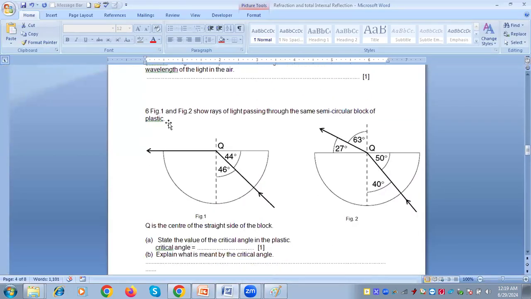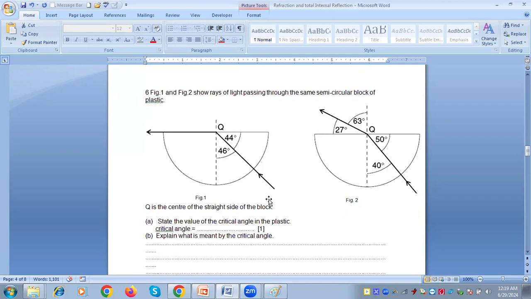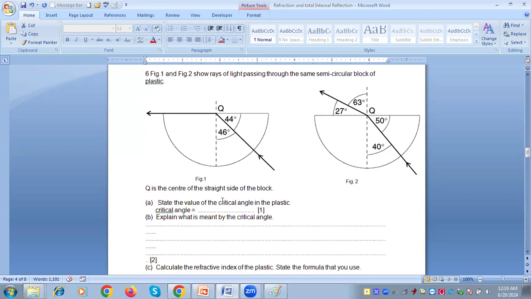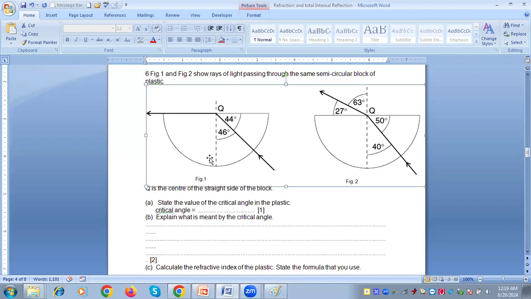Question number 6. Figures 1 and 2 show rays of light passing through the semicircular glass block of the plastic. Q is the center of the straight side of the block. State the value of the critical angle. So which diagram gives you the critical angle? Diagram figure 1 or 2? Of course, figure 1. Why? Because the ray is refracting along the surface. Okay, what is the advantage of the semicircular glass block? You use it to study the total internal reflection.